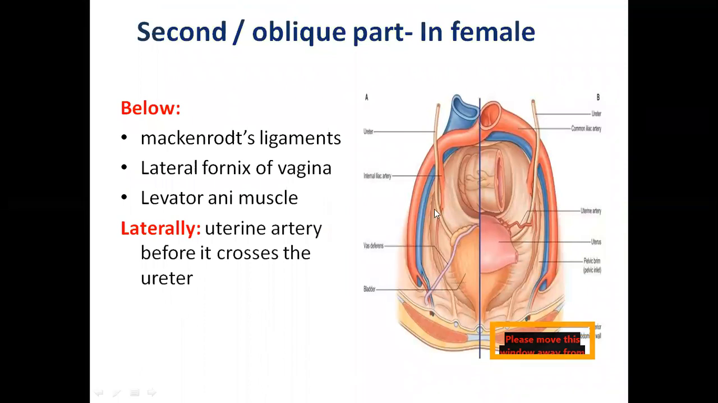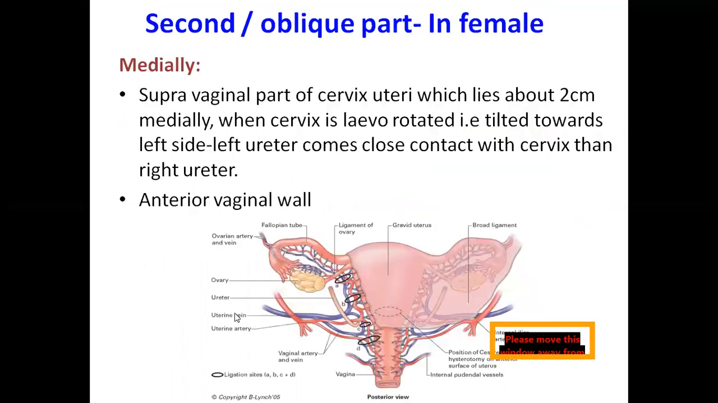Second or oblique part in female, below it is related to transverse cervical ligaments, also called Mackenrodt's ligaments, which we have studied when we were doing uterus, lateral fornix of vagina, levator ani muscle. Laterally, the second or oblique part of the ureter is related to the uterine artery before it crosses the ureter. So, second or oblique part in female.